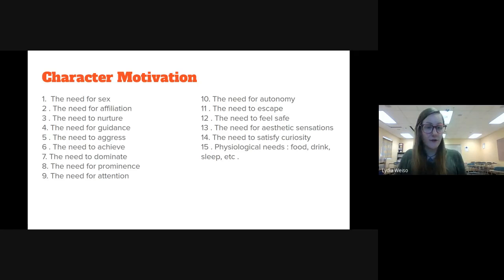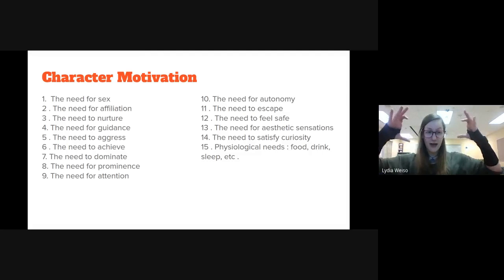You know, the need for affiliation is the need to connect with other human beings, while the need for attention is more one directional. You just want attention from someone else. So these are also really good ways to think about character motivation at those higher levels of Maslow's hierarchy.